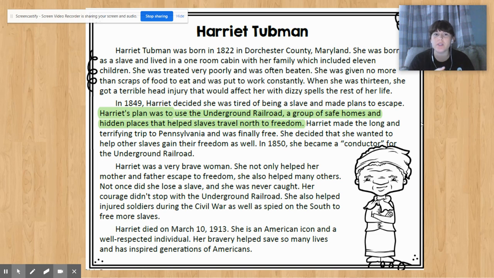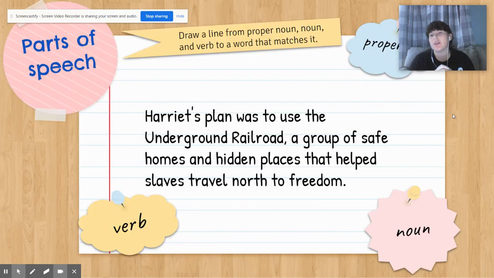And then we're going to be working with that same sentence: Harriet's plan was to use the Underground Railroad, a group of safe homes and hidden places to help slaves travel north to freedom. You should have been exposed to that sentence yesterday, read through it at least 2 or 3 times with Miss Acton and on your own. So it should be pretty easy to pick out some of the things.